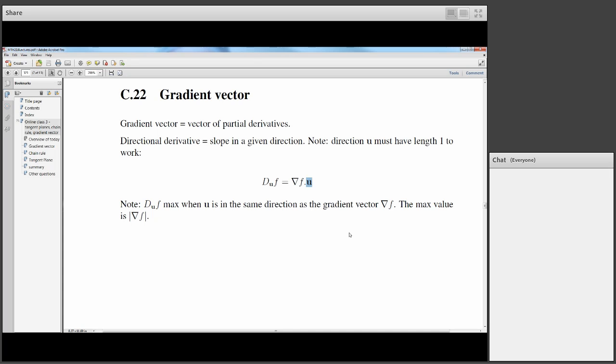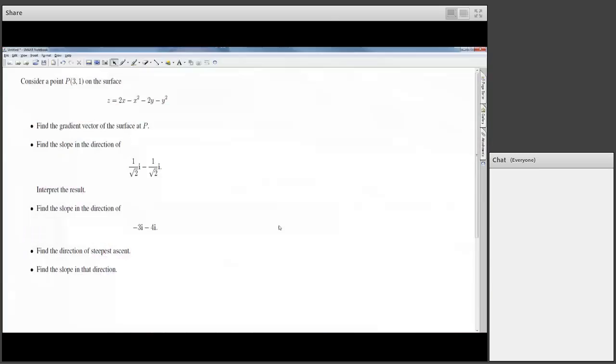That's a really good way of trying to understand it. So I'll show that in pictures in a second, in an example. Here, let's do an example. If you can't read it, let me know.